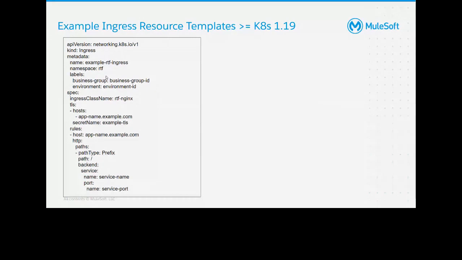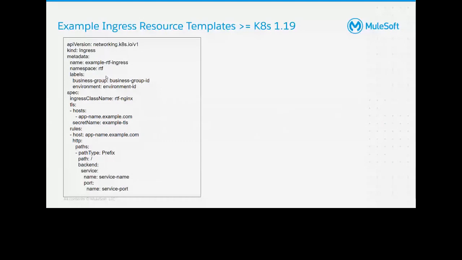Similarly, if you have rules, if you want to do path-based routing or host-based routing, depending on the path routed to this application, or just replace the URL path with the application name, all those configurations you can specify over here.